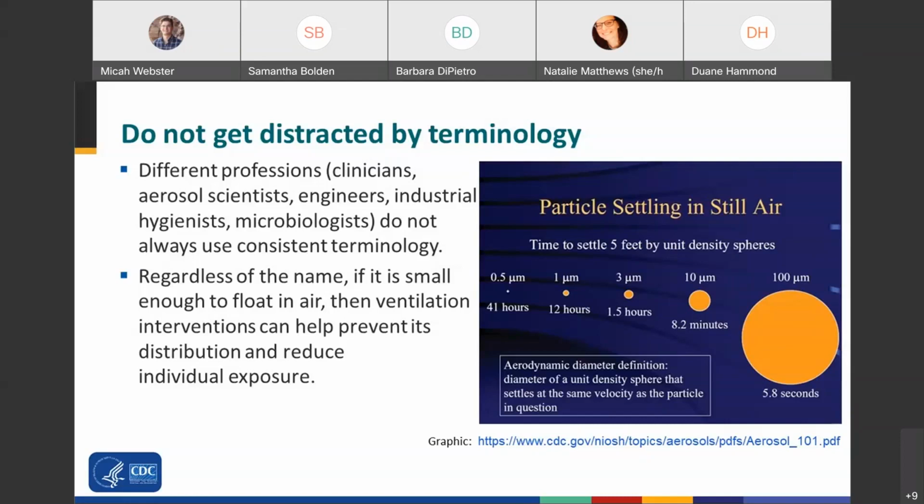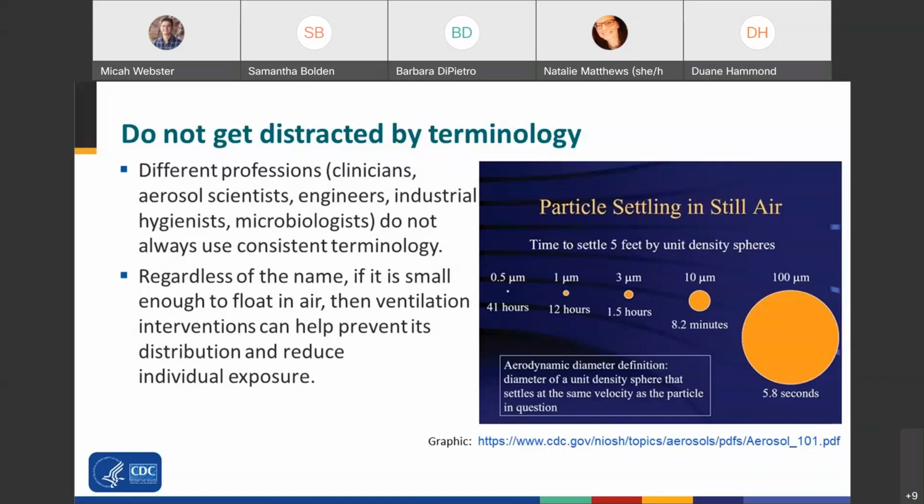But then as particles decrease in size, their settling velocity slows down, and they take much longer to settle. So even a 10 micron size particle takes 8.2 minutes to settle, which is an order of magnitude smaller than the 5.8 seconds drop from a 100 micron particle. And you go down in size, a 3 micron particle will stay airborne for about an hour and a half at a 5 feet drop. And then a 1 micron takes 12 hours to settle, and then a 0.5 micron takes 41 hours.